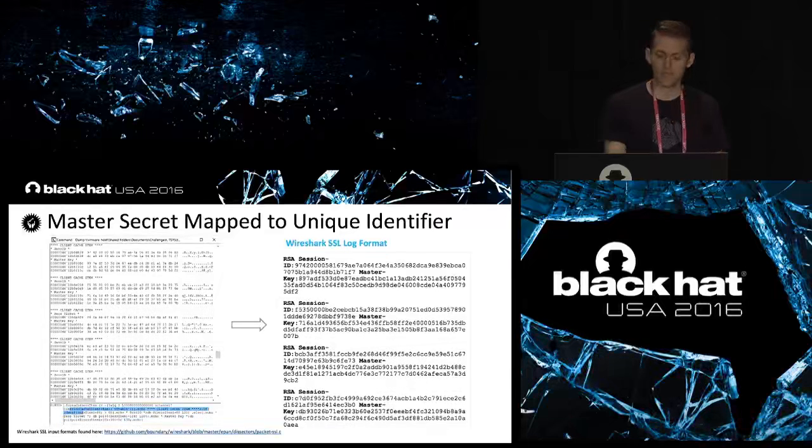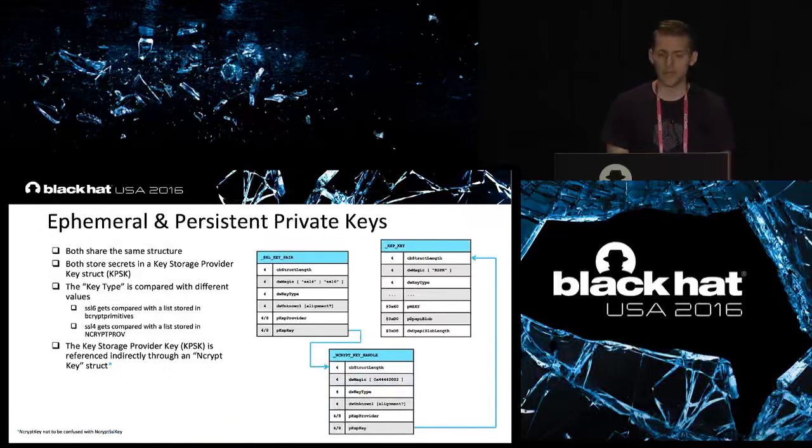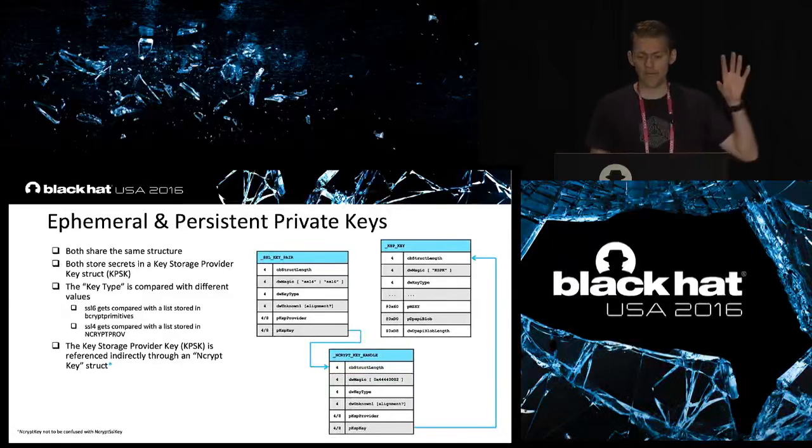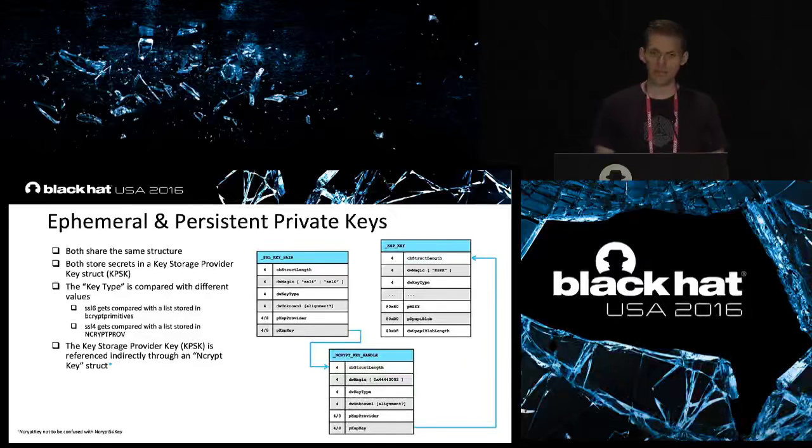But why stop there? There's other interesting things to grab. So the ephemeral private and persistent private keys, right? The private certificate and the ephemeral key, we saw that those were SSL4 and SSL6. Well, they have the same structure, which makes a lot of sense. They're both private keys. They get stored with this key storage provider. So what happens is we have an SSL key pair struct. At the very bottom of that, there's what I call a KPSK, key storage provider key pointer. That points to an encrypt key handle, which then points to that KPSK structure.